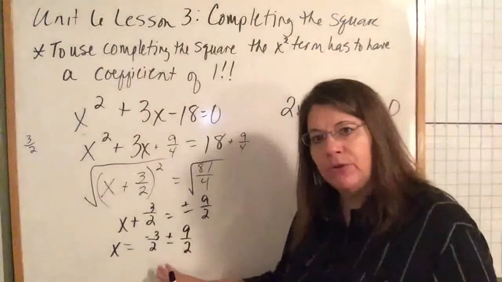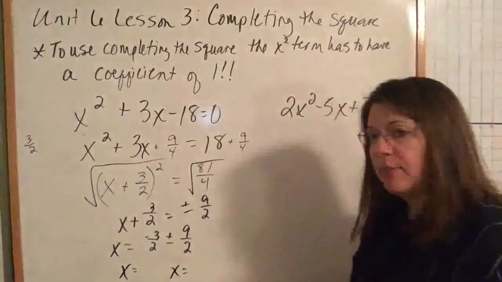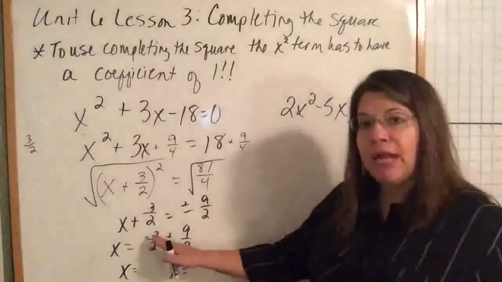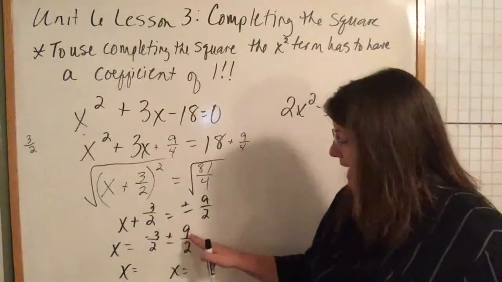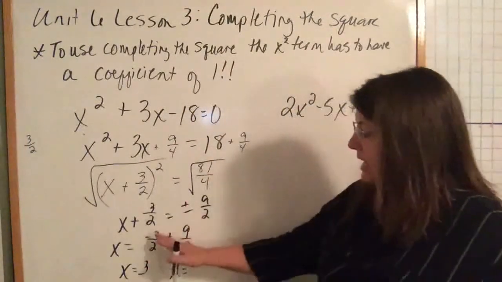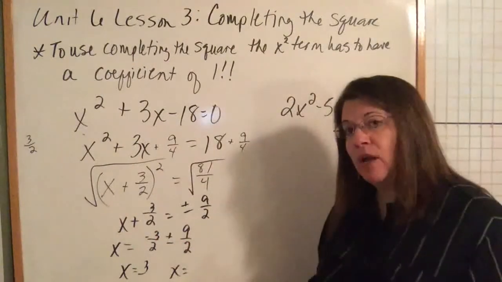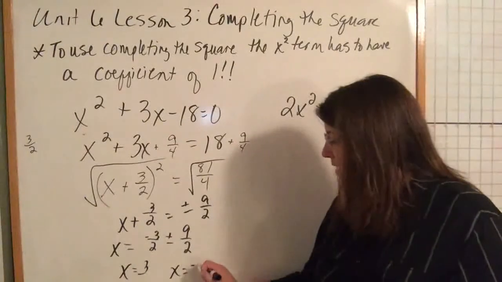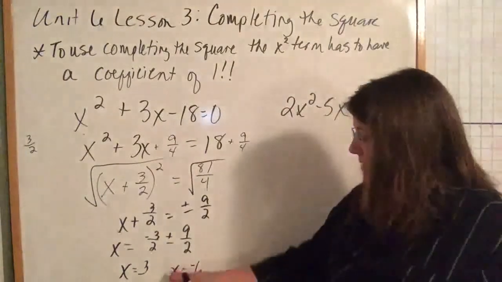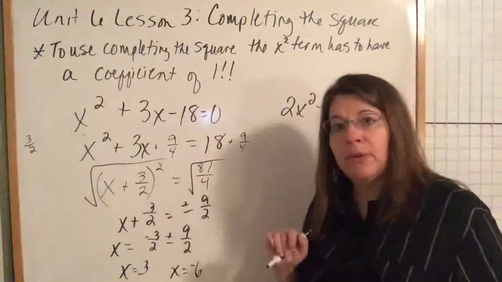Now, be careful. Don't leave it like this. You need to solve and get your two separate answers. Negative 3 halves plus 9 halves is 6 halves or 3. Negative 3 halves minus 9 halves is negative 12 halves or negative 6. So you get nice whole numbers for that one, even though your work was a little bit messy.